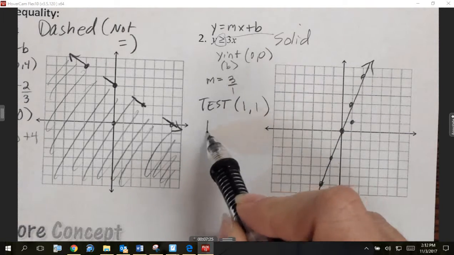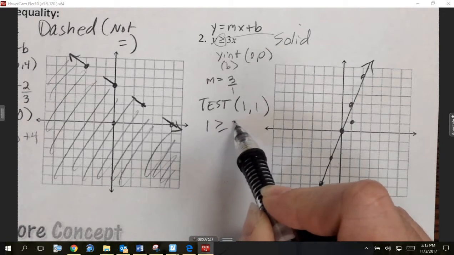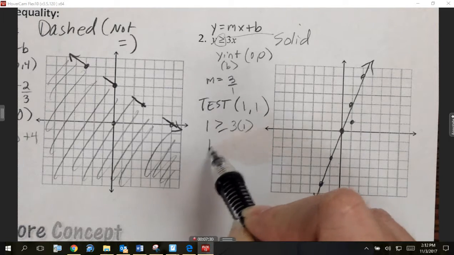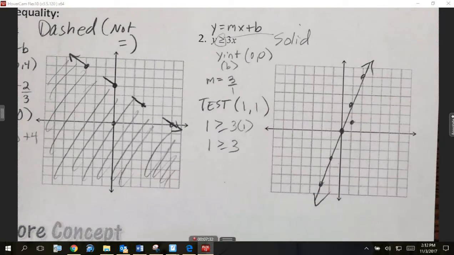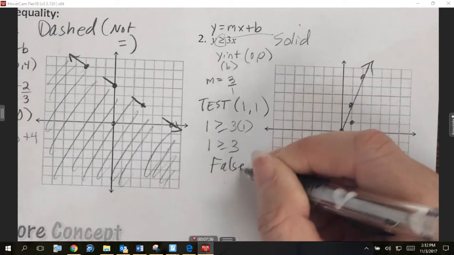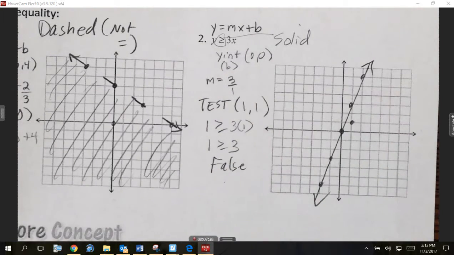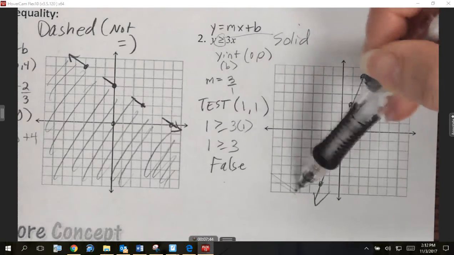I'll plug in 1 for y, plug in 1 for x, and I'll get 1 is greater than or equal to 3. Is that true? No, that is false. So I'm going to shade the other side of the line, because 1, 1 is not a solution.